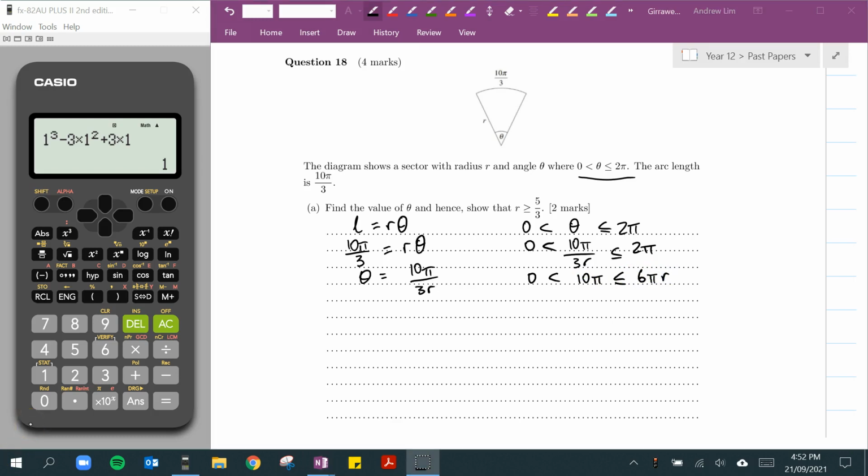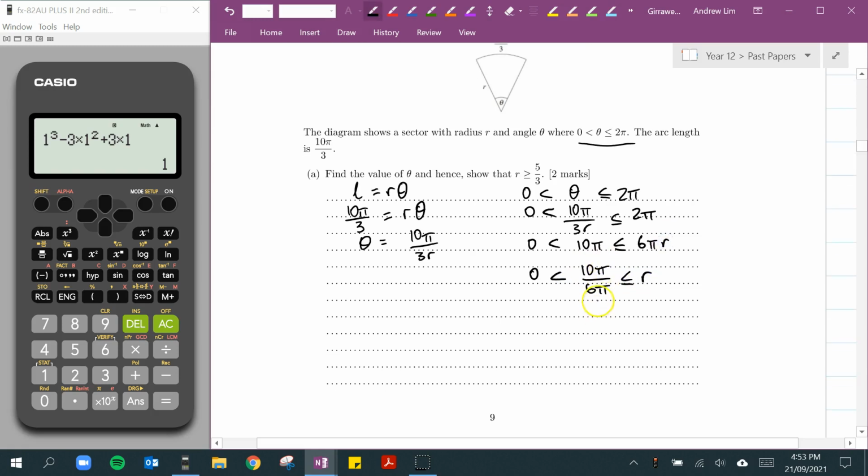I am then going to divide every term by 6 pi to get the radius by itself. So 0 divided by 6 pi is still 0. We've got 10 pi on 6 pi, and now we've got just the r. Now the pi's will cancel each other out, so we've got 5 over 3. And so we can see here that 5 over 3 is less than or equal to r, so r has to be greater than or equal to 5 over 3.